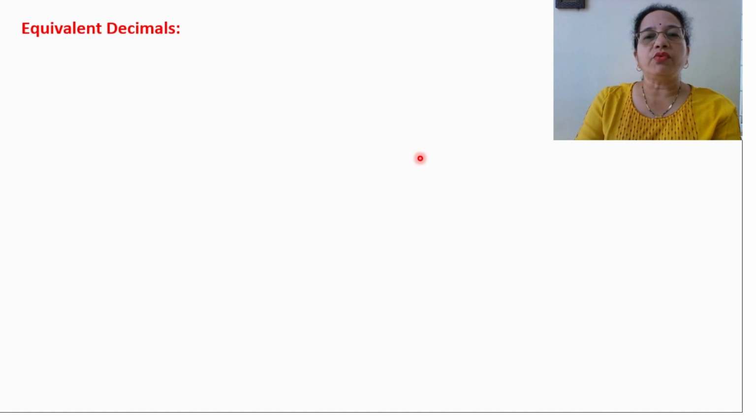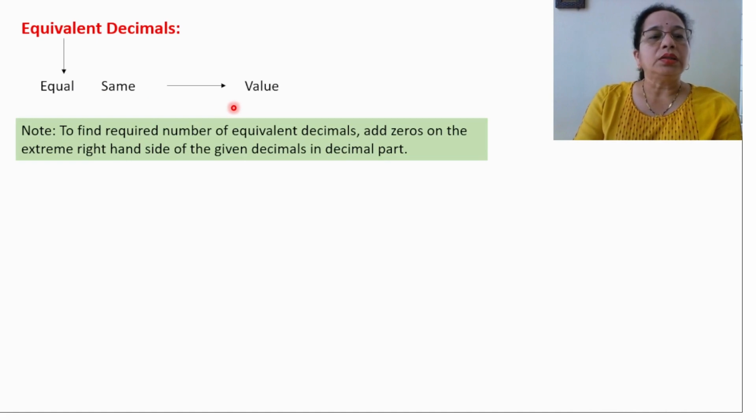So let us start with today's subtopic, and today's subtopic is equivalent decimal. Equivalent means equal. What is equal? Equal means same. So what is same? The value is same. So to find the required number of equivalent decimals, add zeros on the extreme right hand side of the given decimals in decimal part.